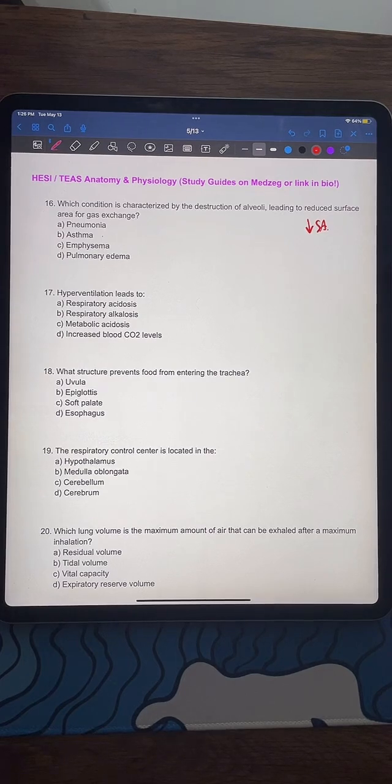We have 60 questions today. The HESI TEAS is an entrance exam for nursing schools. The requirements depend on the school.